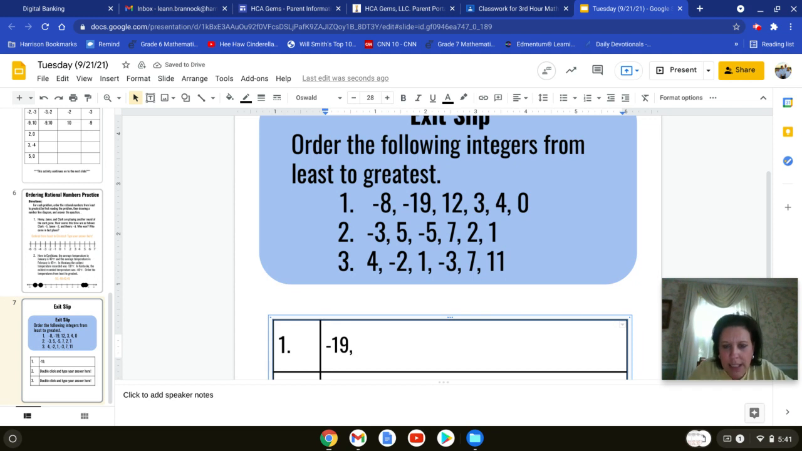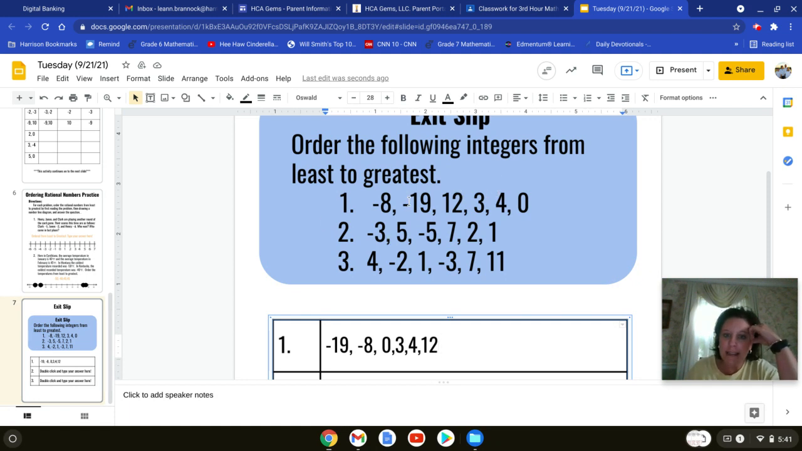So you would do negative 19. I'm just going to do this one for you because I don't think your number line models actually go out that far, and you can look at the other ones. Oh, I'm sorry. 0, 3, 4, and 12. So negative 19 is the smallest, then negative 8, then 0, then 3, 4, and 12.